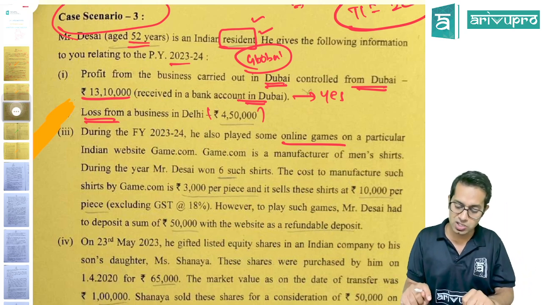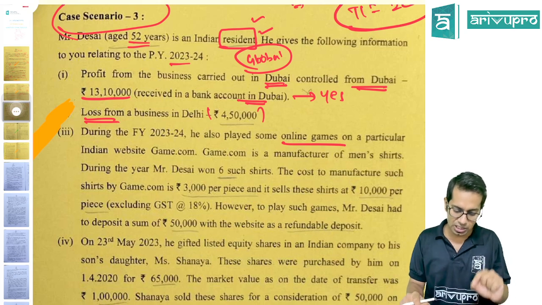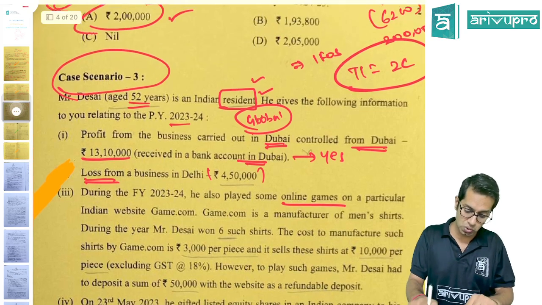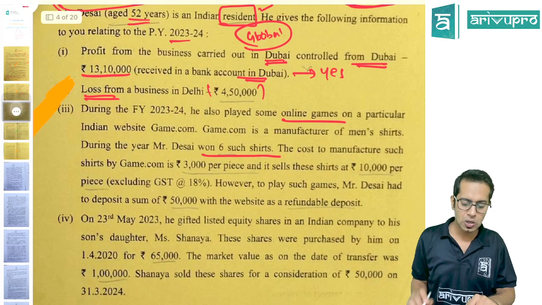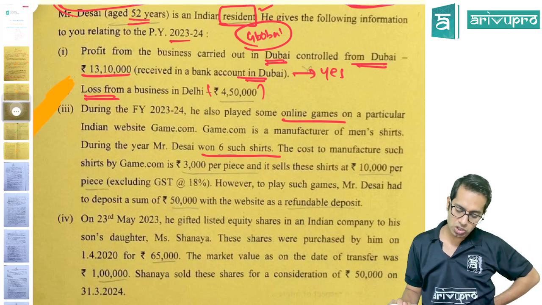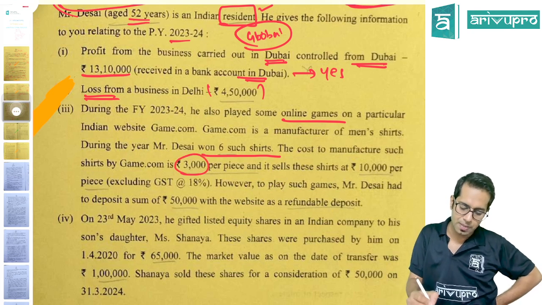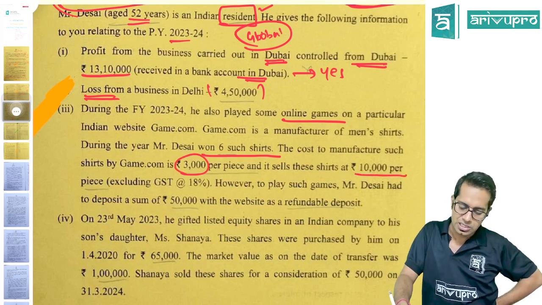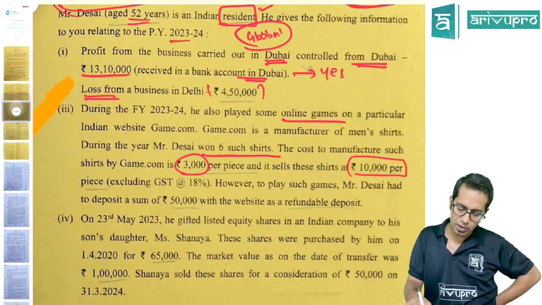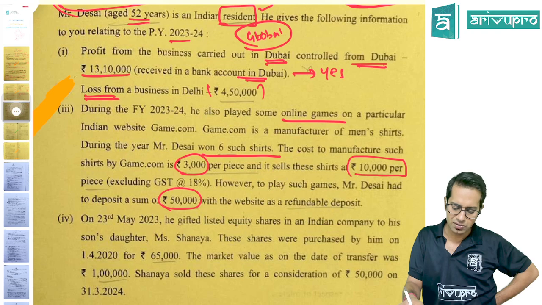Game.com is a manufacturer of men's shirts. During the year, Mr. Desai won 6 shirts. Okay, so he played some game. Because he played the game, he got how many shirts, sir? He got 6 shirts. The cost of manufacturing of these shirts is 3,000 per piece, and the company sells this shirt for 10,000 per piece, excluding GST. However, to play such game, he deposited 50,000 rupees with the website, which is refundable.